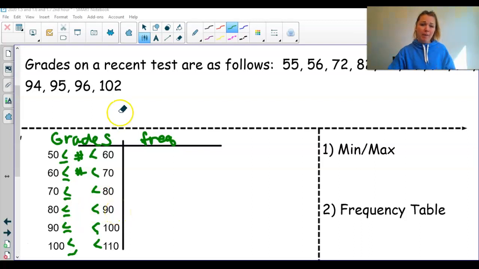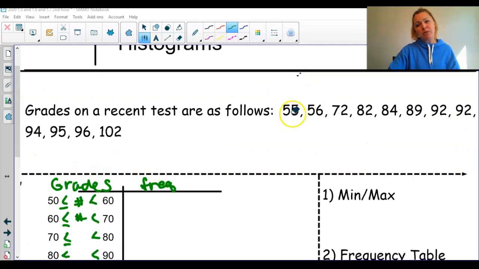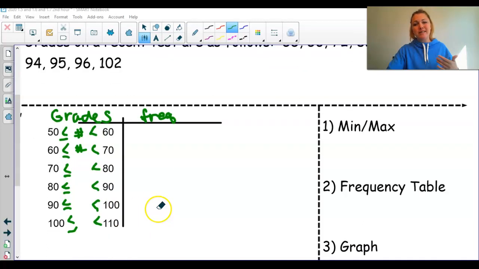Well, how did I set up each bin? How did I know to go from 50 to 60? I looked at my minimum, which was 55, and maximum, which was 102, and I decided what my scale should be, okay? I'm gonna go by tens. Could I have gone by fives to set these bins up? 50 to 55, 55 to 60, 60 to 65. I could have, but I would have had a lot more bins, okay? So I would say you don't want a ton of bins, and you don't want like 3 bins either. Anywhere from 4 to 7 bins, I think, is appropriate. And I'll help you with that as we go along as well.